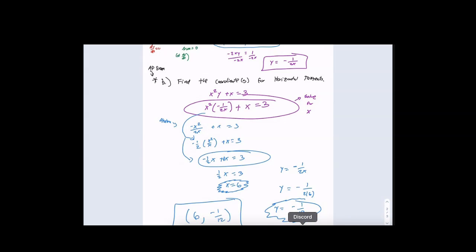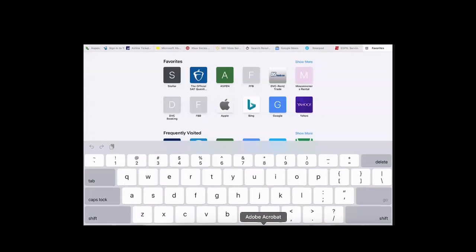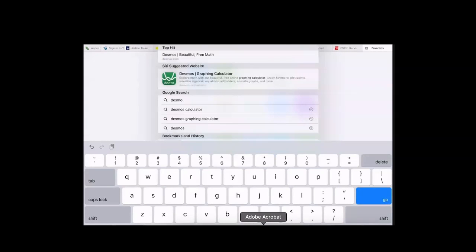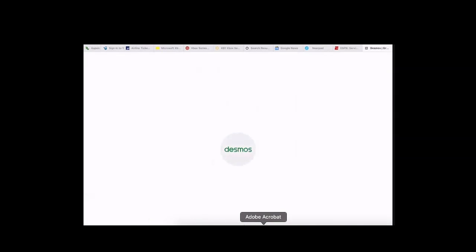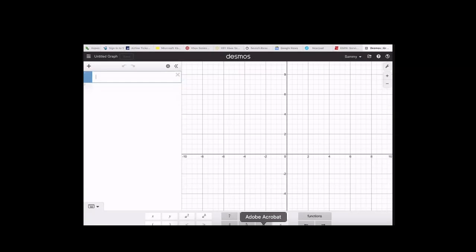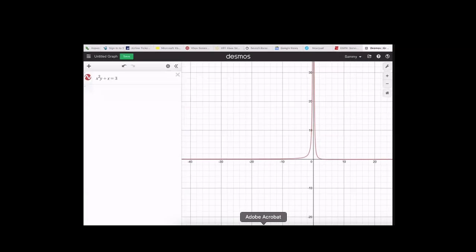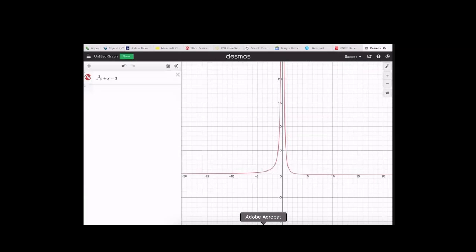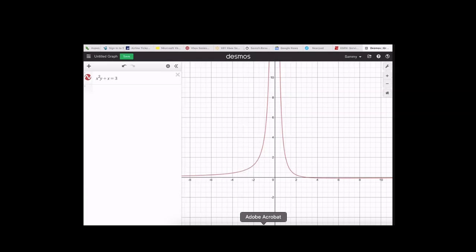Okay. So let's take a look at this. x squared y plus x equals 3. So this is what this implicit function looks like, okay?